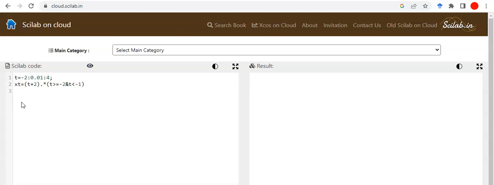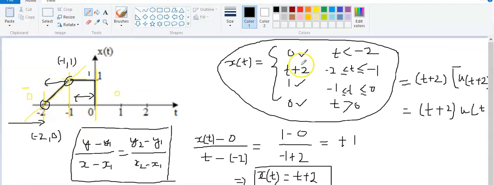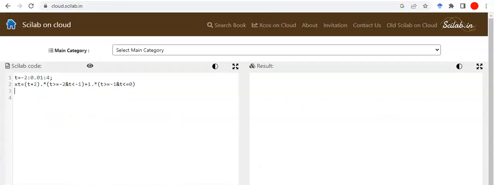ठीक है, and its value becomes 1 when t is greater than or equal to -1 and when t is less than or equal to 0. Okay, ये हमने xt का एक्सप्रेशन लिख दिया by using this definition. Okay, 0 तो 0 है, 0 को डिफाइन करने की जरूरत नहीं है. By default it will take that as 0.